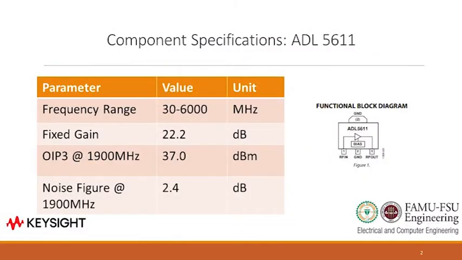So here we have our component specifications of the ADL5611. As you can see on the presentation slide, we have the diagram of the functional block. Then looking at the different parameters, we looked at the frequency range, the fixed gain, the OIP3 at 1900 megahertz, and the noise figure. We can see that it has a very good noise figure at around 2.4 dB, an OIP3 of about 37 dBm, and a fixed gain of about 22.2. And as Hanqing mentioned earlier in the video, it operates from 30 megahertz to 6,000 megahertz.